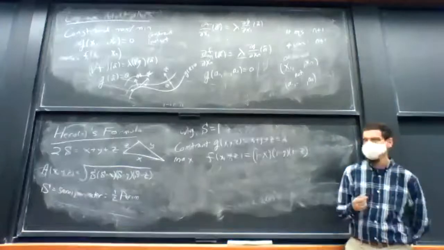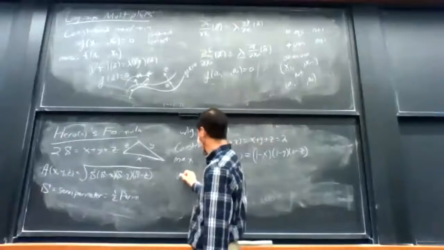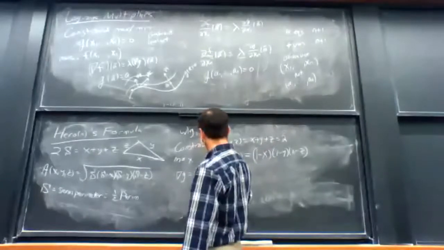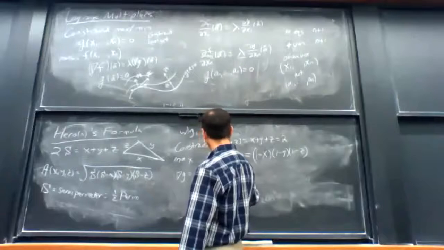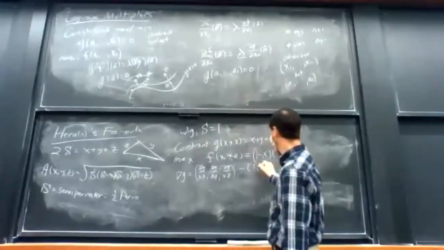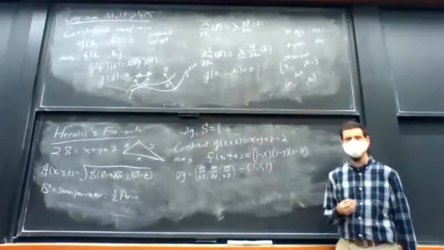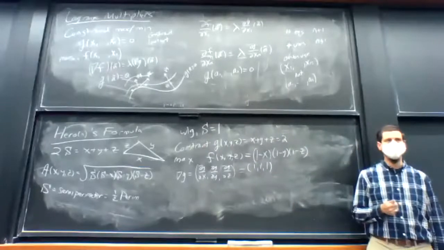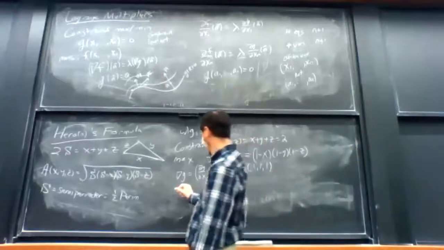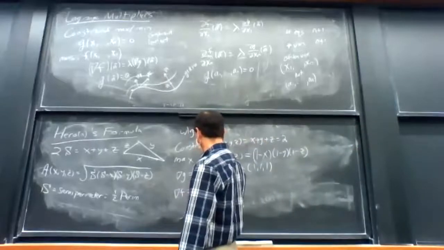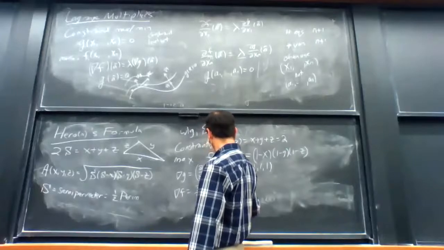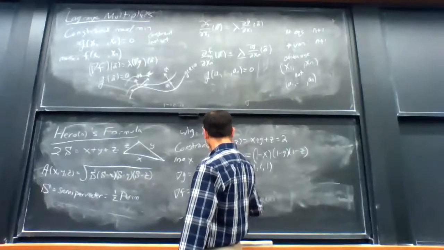And now we can start calculating gradients. So the gradient of g is dg dx, dg dy, dg dz: 1, 1, 1. Right? The gradient of g is not that bad to compute. What about the gradient of f? So it's df dx, df dy, df dz.